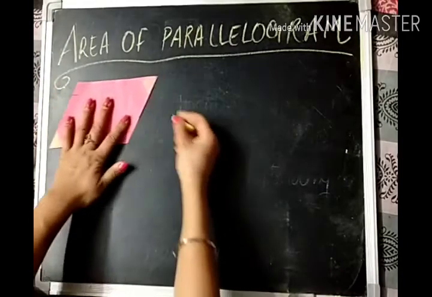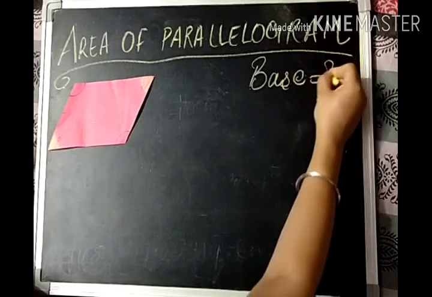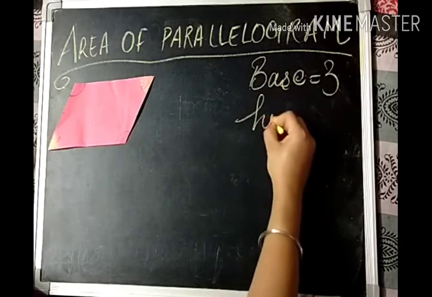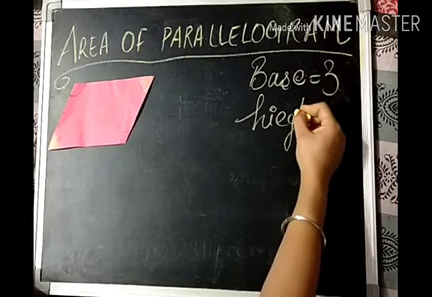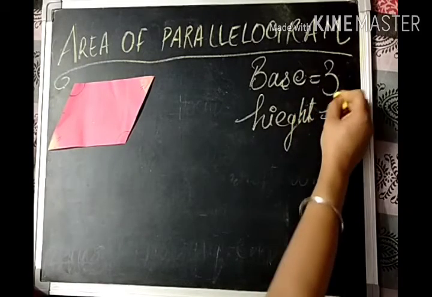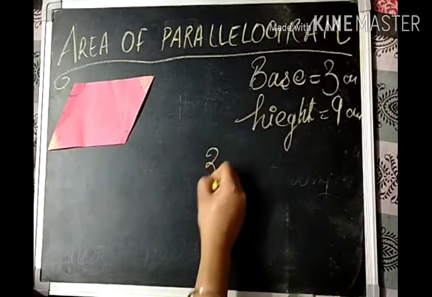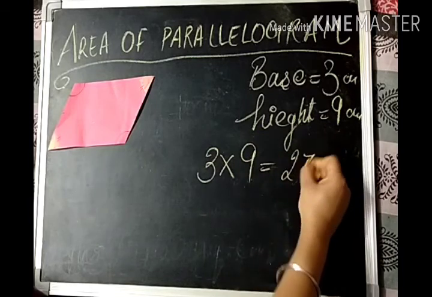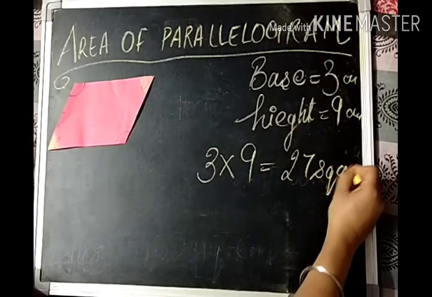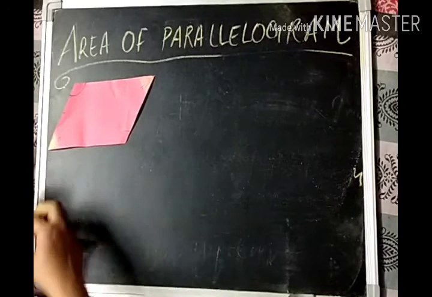If in a parallelogram you are given base 3 and height 9 centimeters, what will be the area? Base multiplied by the corresponding height, that is 27 square centimeters. It's important to write down the rule over here, how we find it. Now what is corresponding height?